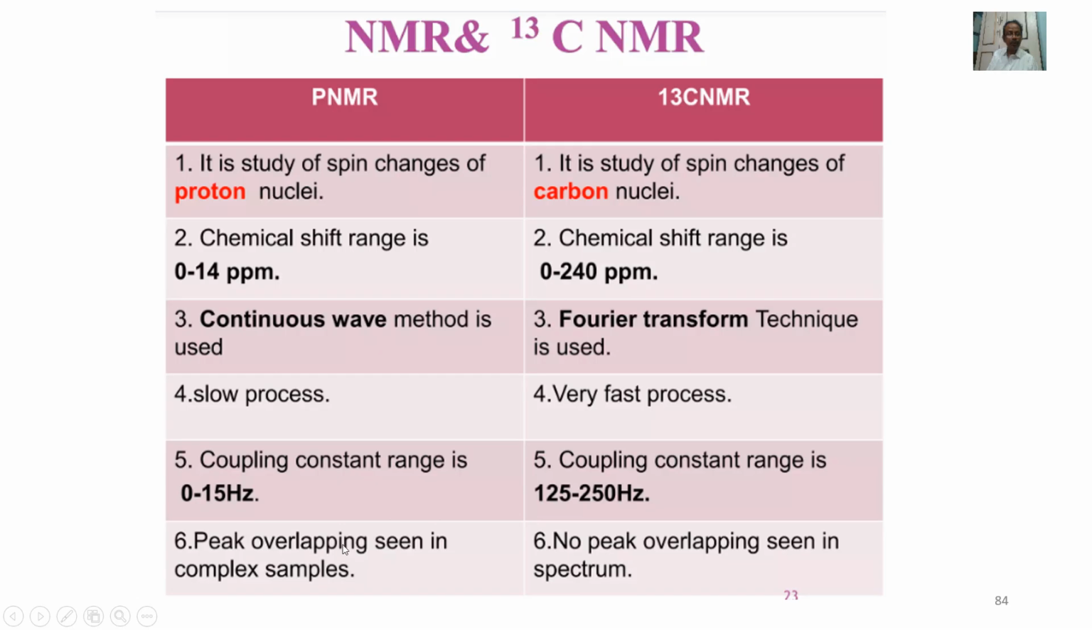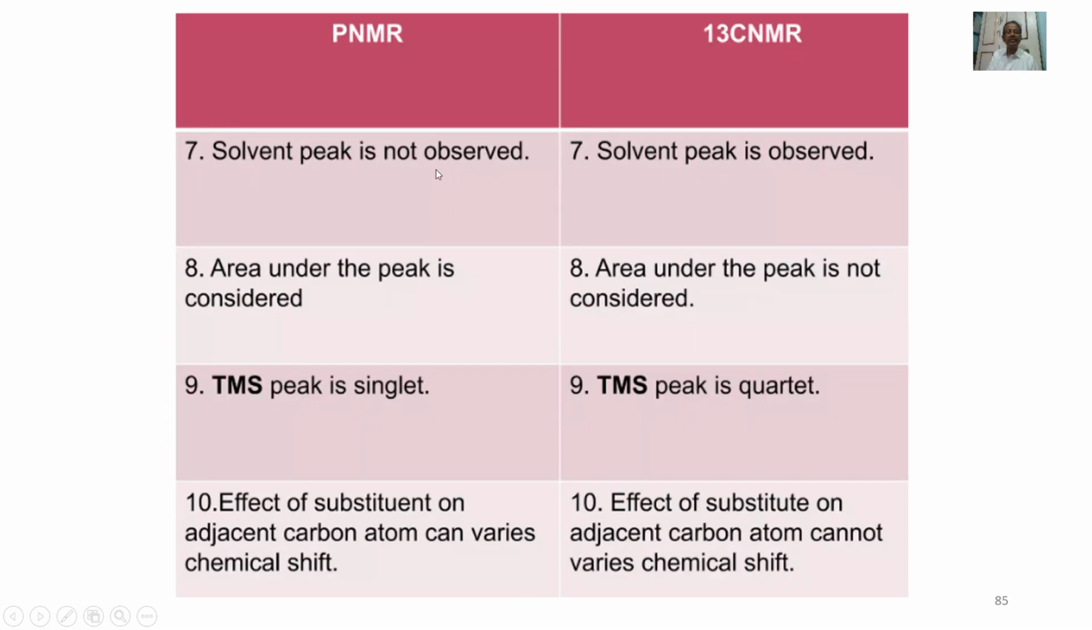Peak overlapping is seen in complex samples in proton NMR, while no peak overlapping is seen in the carbon-13 spectrum. Solvent peak is not observed in proton NMR, while it is observed in carbon-13. Area under the peak is considered in proton NMR, but not in carbon-13. The TMS peak is a singlet in proton NMR, whereas the TMS peak is a quartet in carbon-13. The effect of a substituent on an adjacent carbon atom can vary the chemical shift in proton NMR, but cannot vary it in carbon-13.